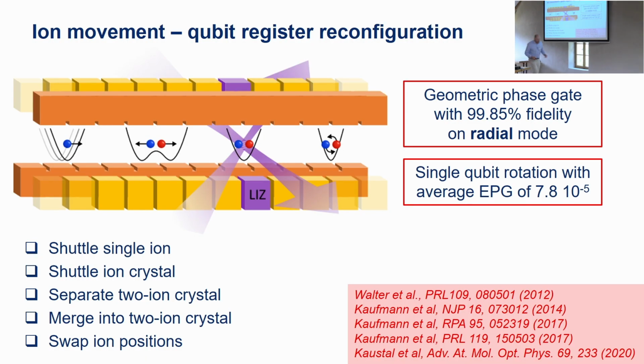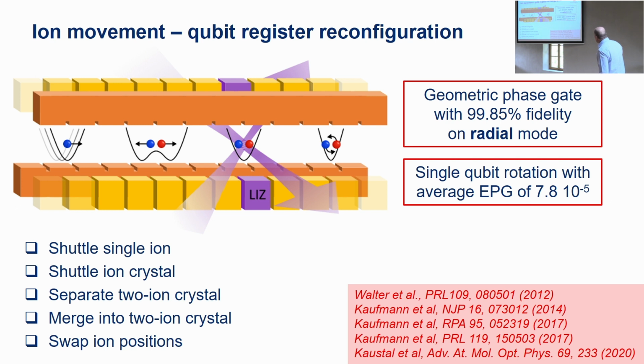Okay. So this is our architecture which we have now. This is the present state. Only 2 ions in the laser interaction zone. We can separate ions, we can turn the ions like this, we can move ions quickly, and so on. And we have the radial mode to use it for the geometric phase gate. And that is the fidelity which we reach.